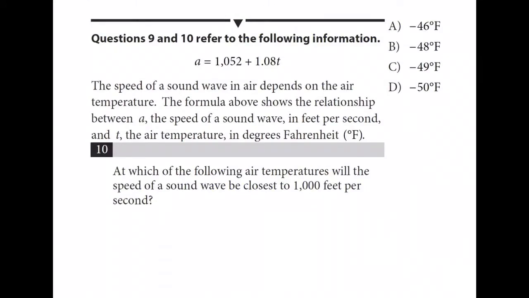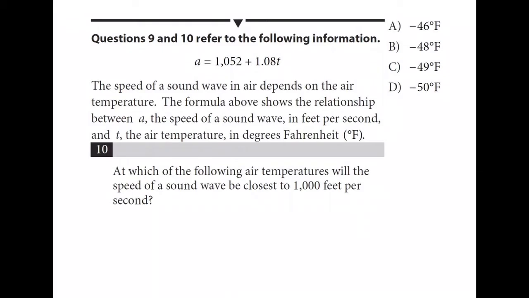So questions 9 and 10 refer to the following information. You got this nice little graphic here that determines where to start and end with these multi-problems that refer to the same information. And that information is that a is equal to 1052 plus 1.08 t. The speed of a sound wave in air depends on the air temperature.